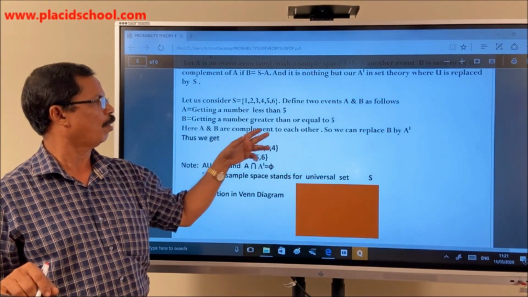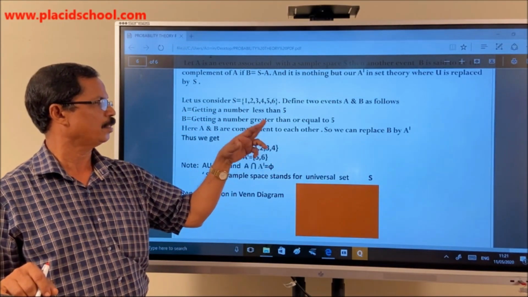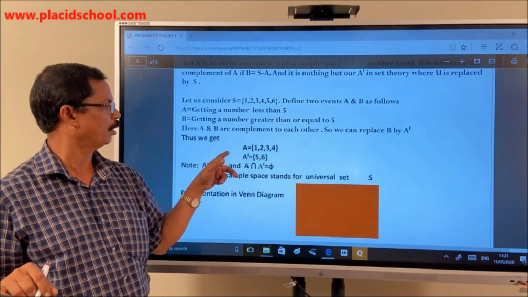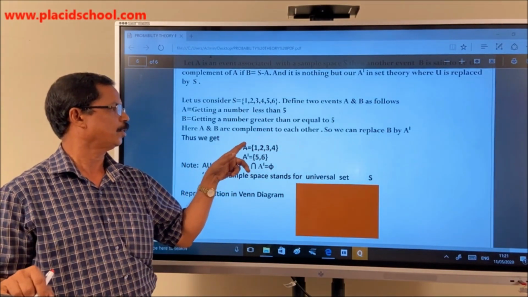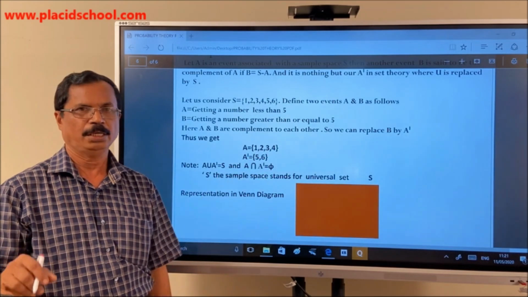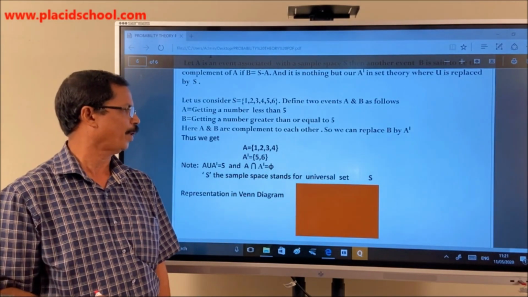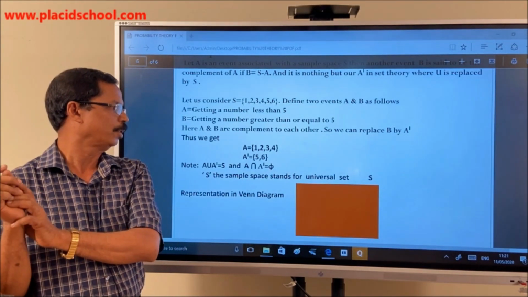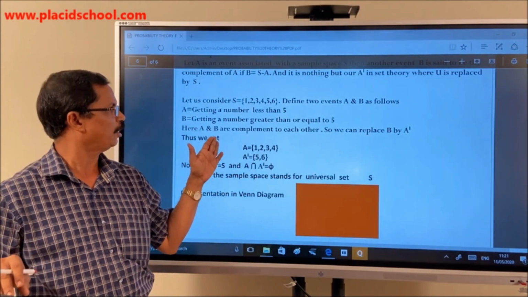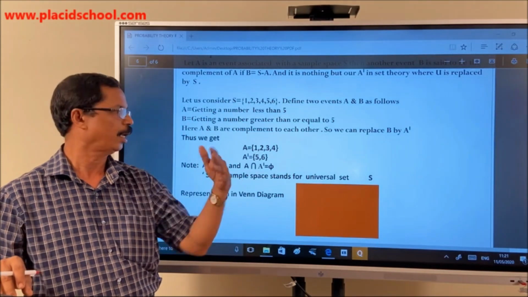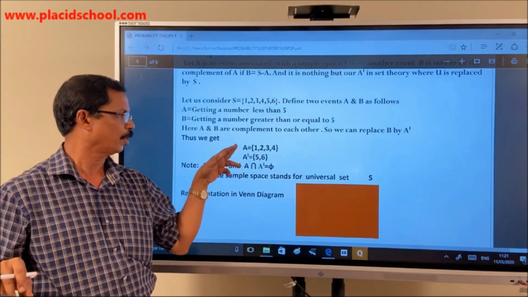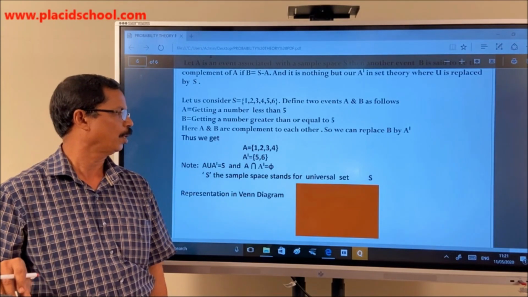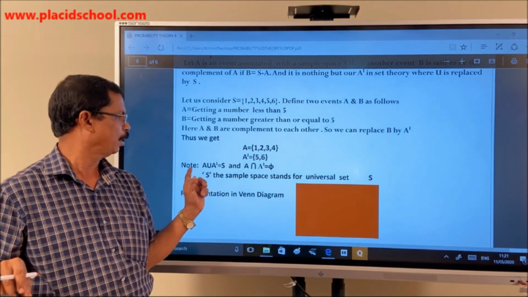Here A and B are complements of each other, so we can replace B by A dash. Thus we get, look at this, A is the set {1, 2, 3, 4}. That is a number less than 5, so we can take only 1 to 4. Then what about A dash? A dash is the remaining elements. They are 5 and 6. Right? Look at this. A is {1, 2, 3, 4} and A dash is {5, 6}.